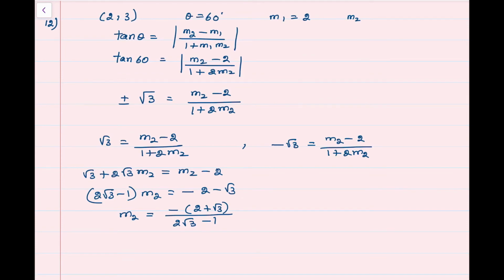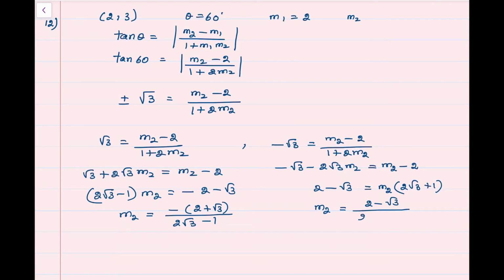Cross multiply. Minus root 3 minus 2 root 3 m2 is m2 minus 2. m2 times 2 root 3 plus 1 is 2 minus root 3. Therefore, m2 is 2 minus root 3 divided by 2 root 3 plus 1.